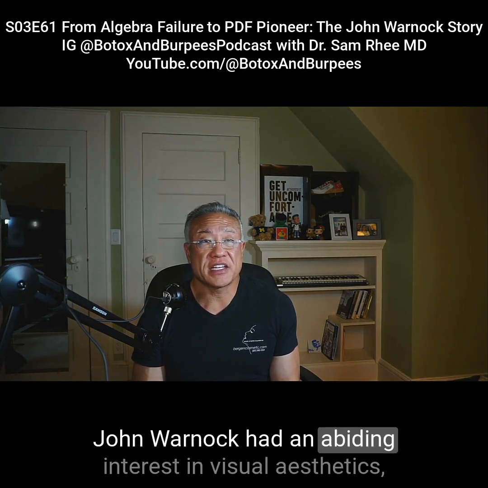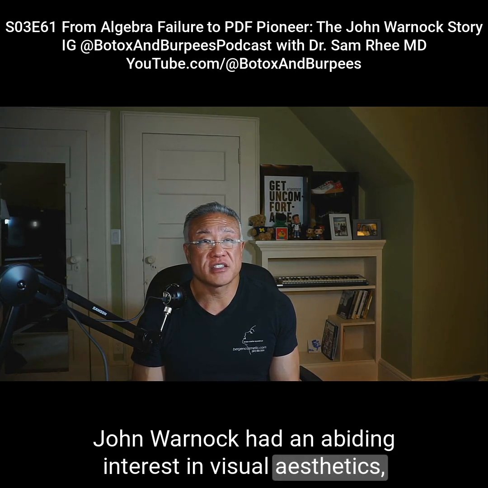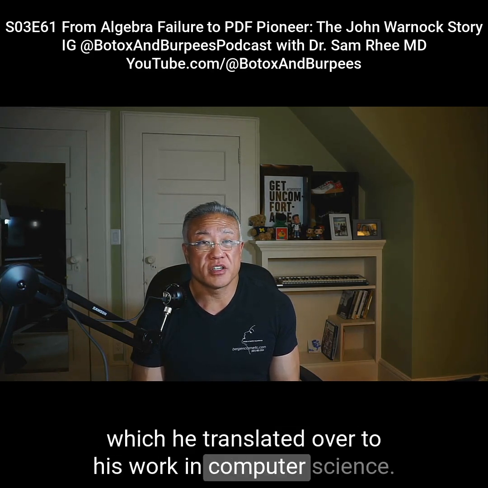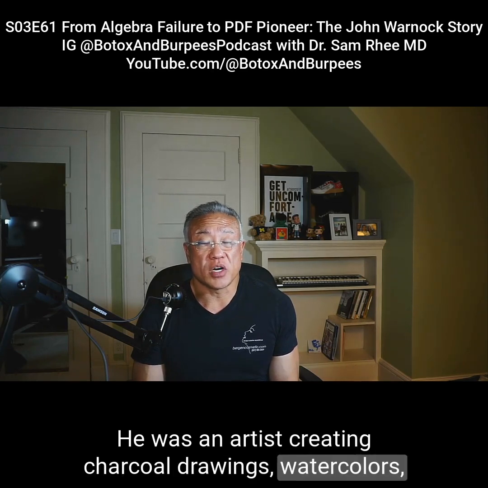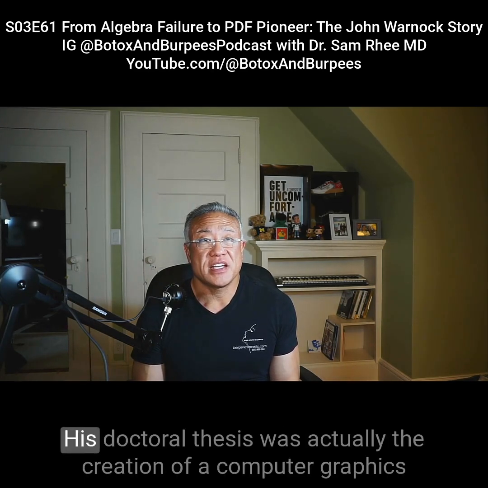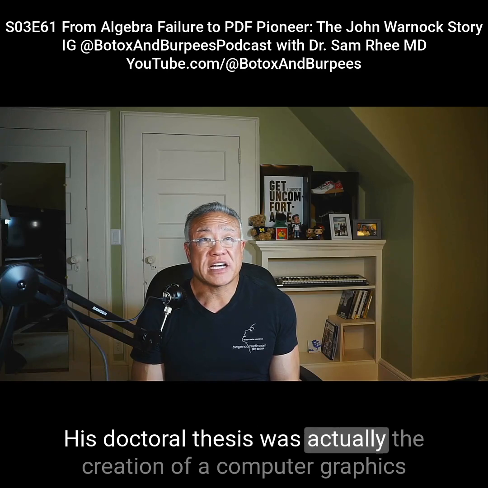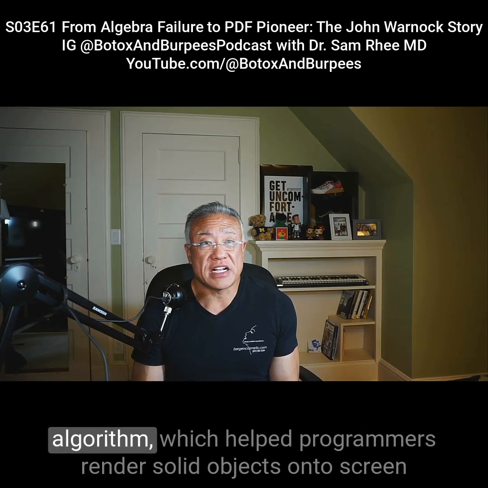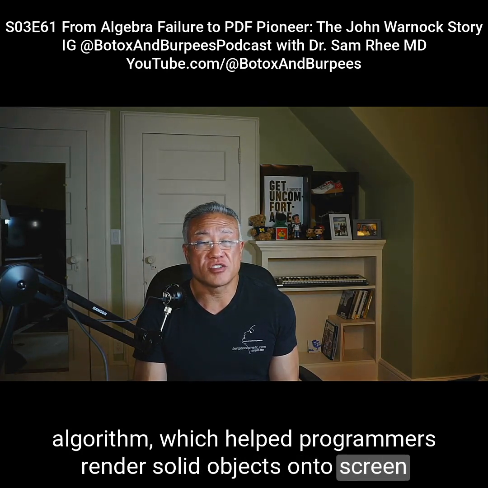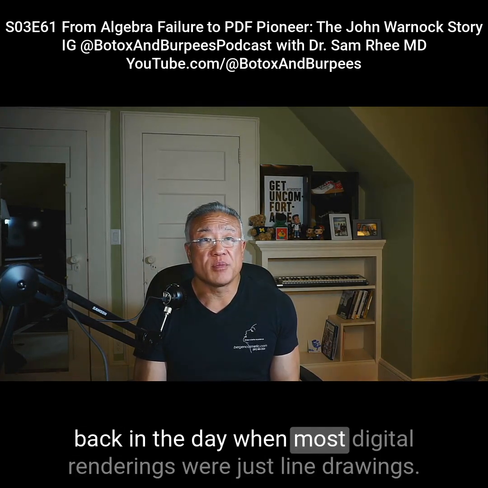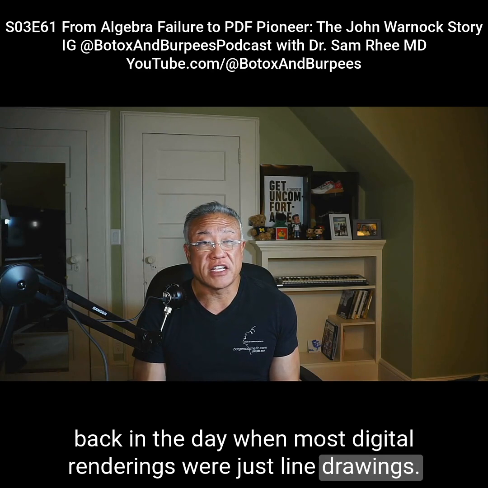John Warnock had an abiding interest in visual aesthetics, which he translated over to his work in computer science. He was an artist, creating charcoal drawings, watercolors, and landscape paintings. His doctoral thesis was actually the creation of a computer graphics algorithm which helped programmers render solid objects onto screen back in a day when most digital renderings were just line drawings.